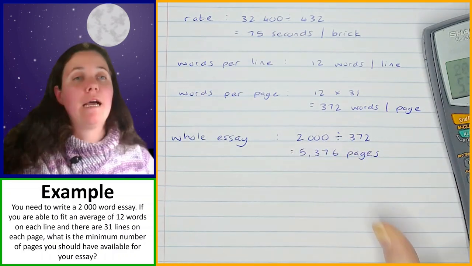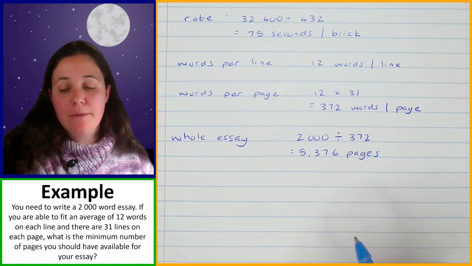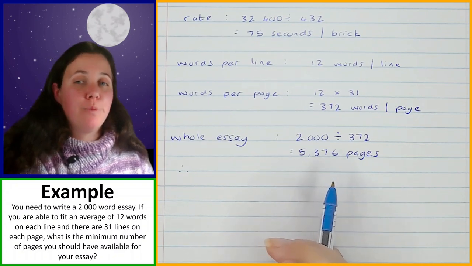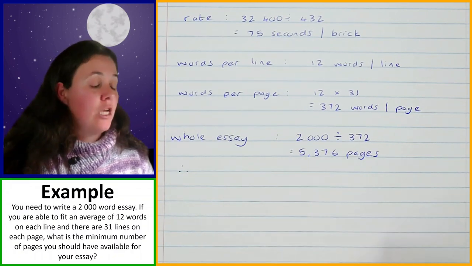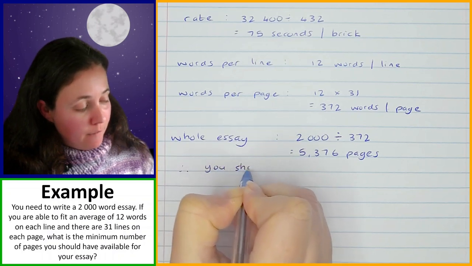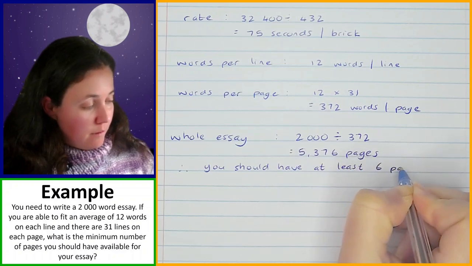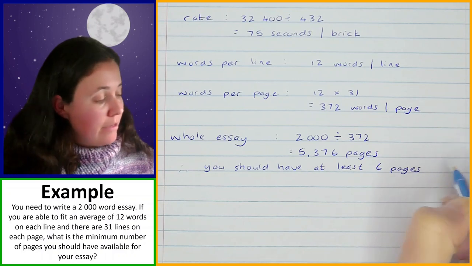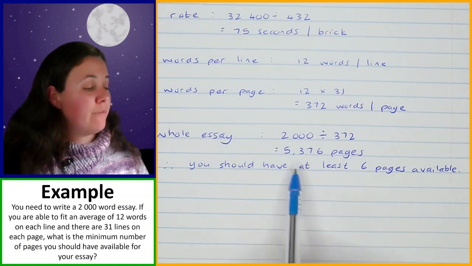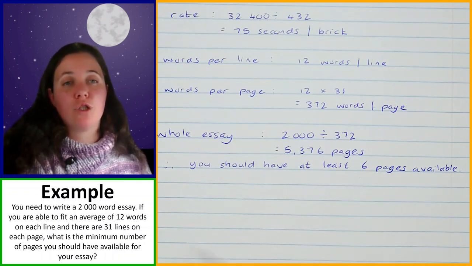Pages. Okay, now we obviously can't have 5.376 pages. So what is the minimum number of pages that you should have for your essay? Therefore, you need about five and a half pages. So 5 pages won't be enough. If you only have 5 pages, you won't be able to fit your essay on. So you need to have at least 6 pages available. Okay, because if you only have 5 pages, you're going to have part of your essay that won't fit. So you need to have at least 6 pages available to write your essay on.